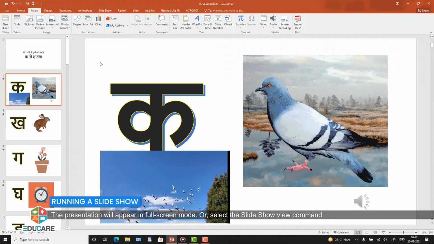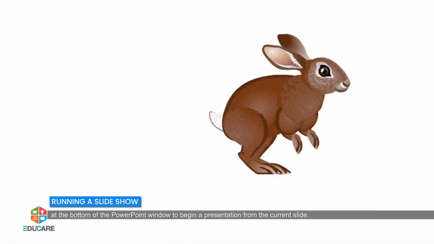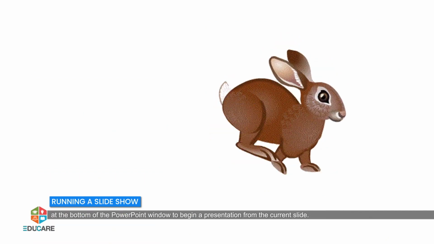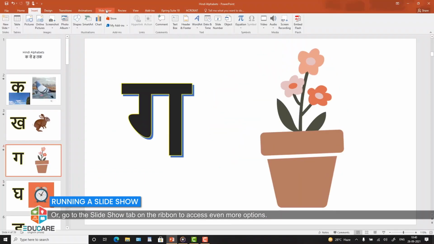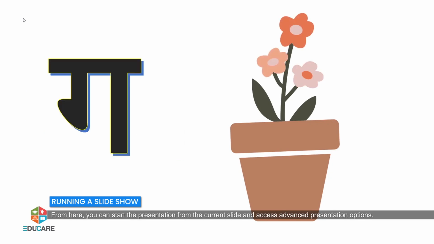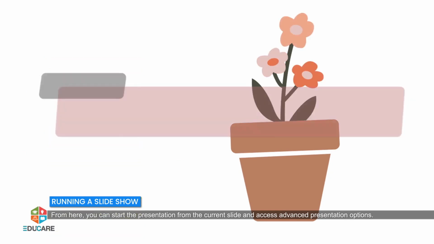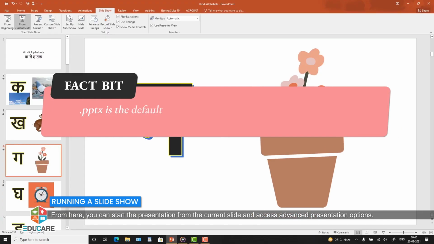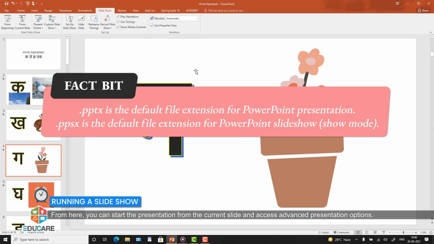Or select the Slideshow View command at the bottom of the PowerPoint window to begin a presentation from the current slide. Or go to the Slideshow tab on the ribbon to access even more options. From here, you can start the presentation from the current slide and access advanced presentation options. Fact bit. .pptx is the default file extension for PowerPoint presentation. .ppsx is the default file extension for PowerPoint slideshow.